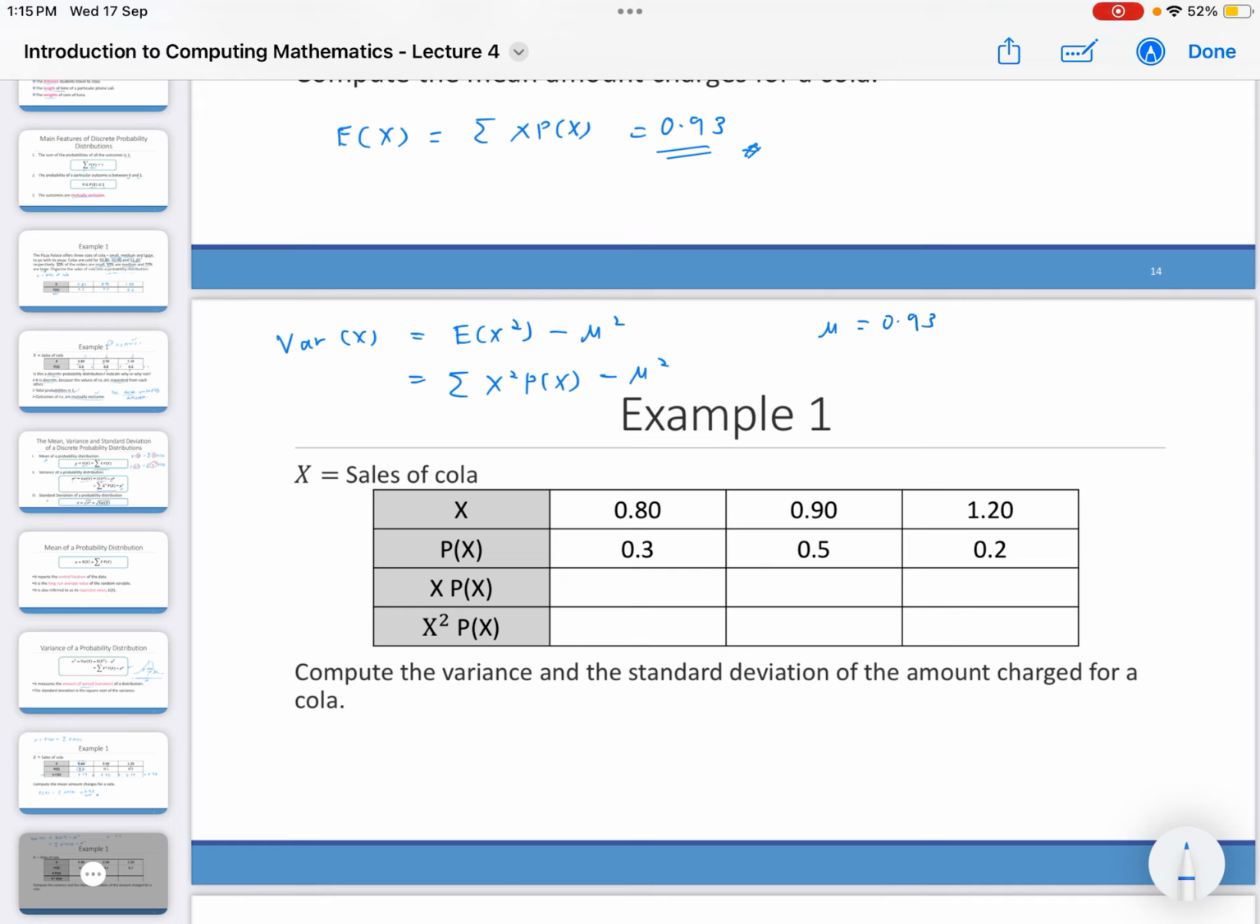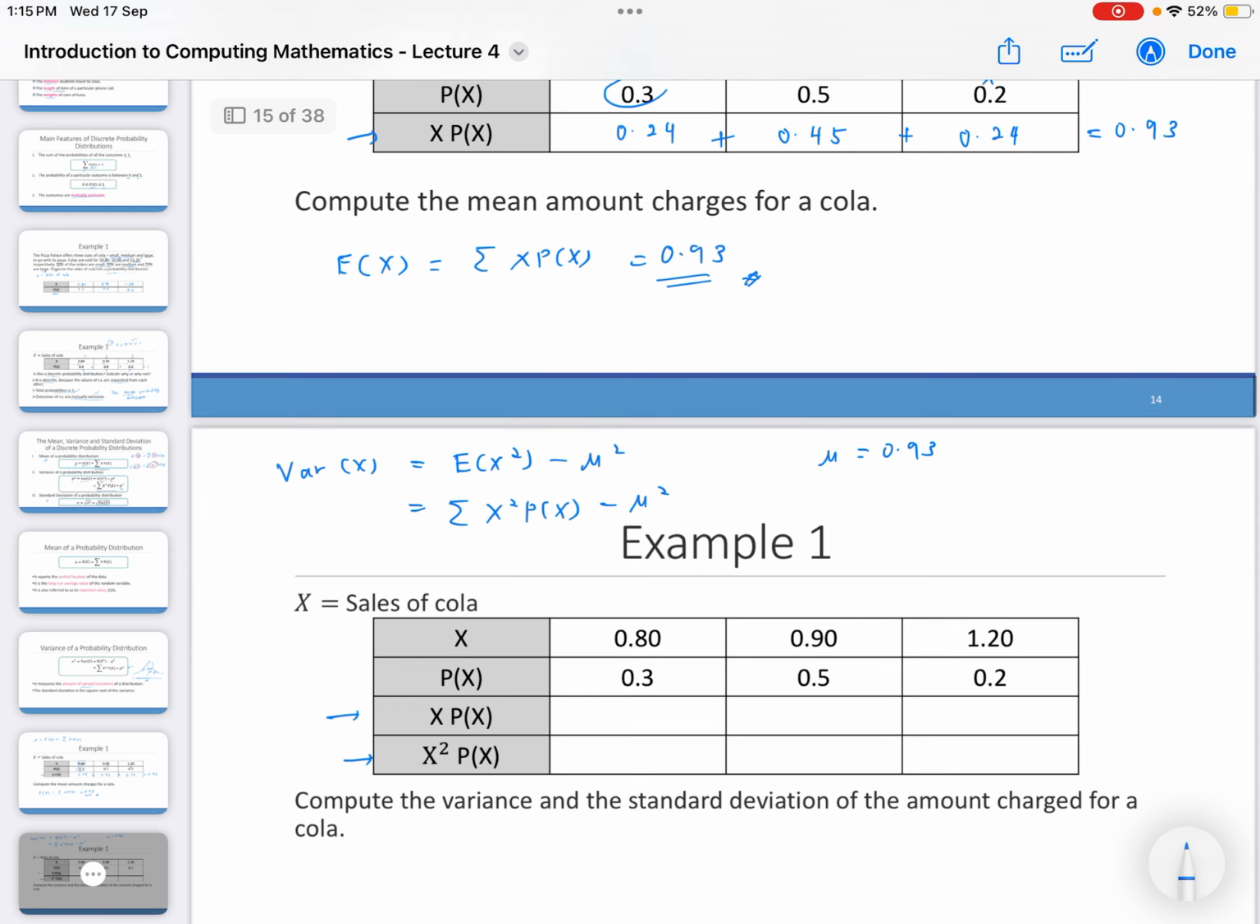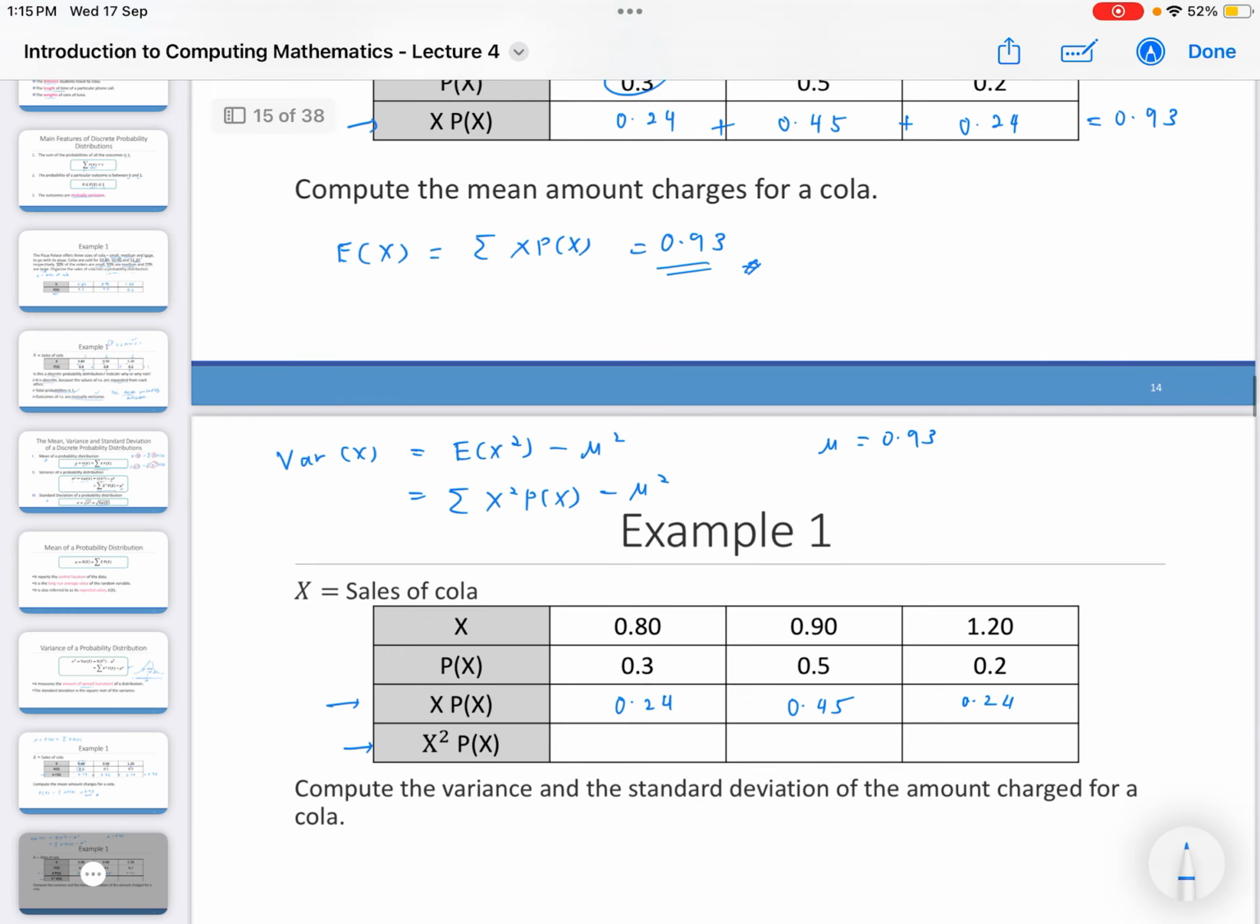So now we want to calculate x squared times P of x and then get the sum. So again, we add another row here. Just now we got x times P of x, so I just fill up this row. This one is 0.24, this one is 0.45, this one is 0.24. So now we want to calculate x squared times P of x. This means we square this x to the power of 2, and then multiply with the P of x.